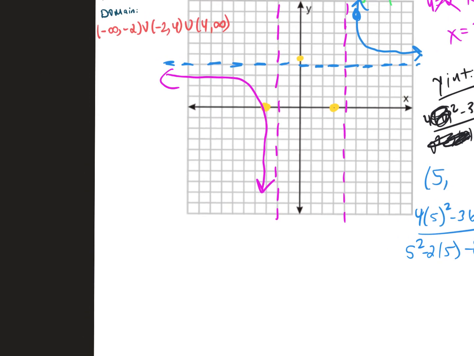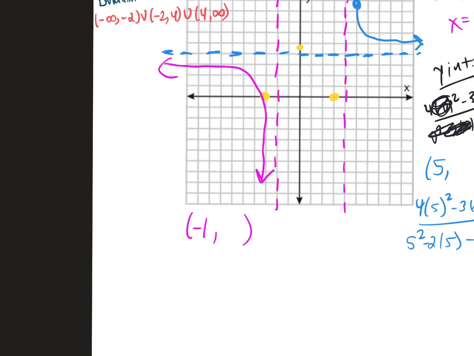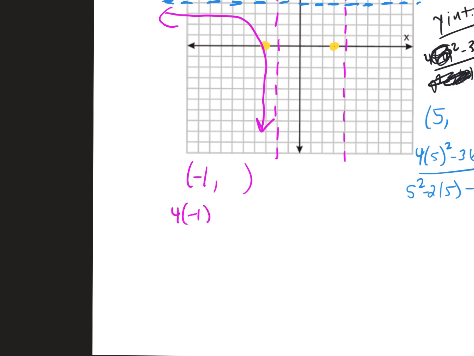Let's try -1. If I plug in -1, let's see what I get out. So I have 4 times -1 squared minus 36 over -1 squared minus 2 times -1 minus 8. Correct? All my signs are okay? -1 squared is 4, and 4 minus 36 is -32. Yeah? All right, so -1 squared is 1. -2 and -1 is going to give me +2. So 1 plus 2 is 3, and 3 minus 8 is -5.